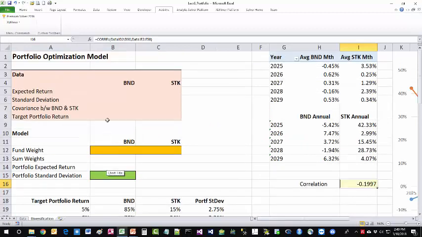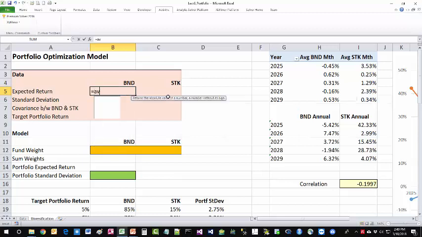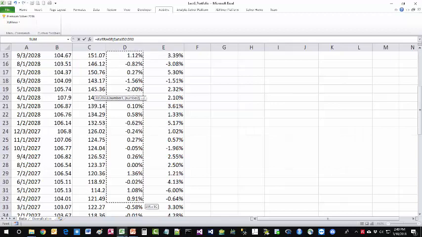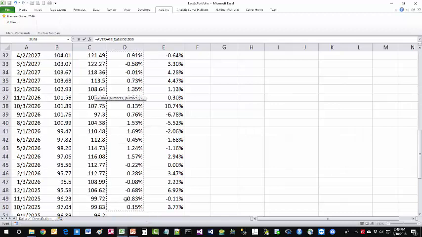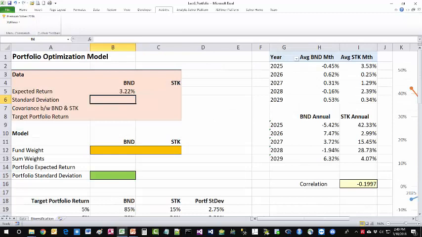So the next thing we're going to do is calculate the expected returns using the average function on the bond returns, and then we're going to annualize those by multiplying by 12. Okay, so to see the formula, it's right here, average of the D column, and multiplied by 12 to get the monthly returns into the annualized. So this is the bond annualized return of about 3.22%. Copying that to the right gives you a much higher expected return on the stock of almost 15%, which is something you want to see.